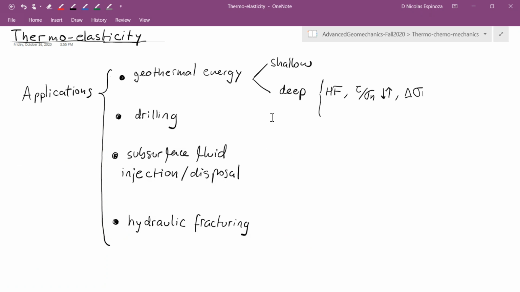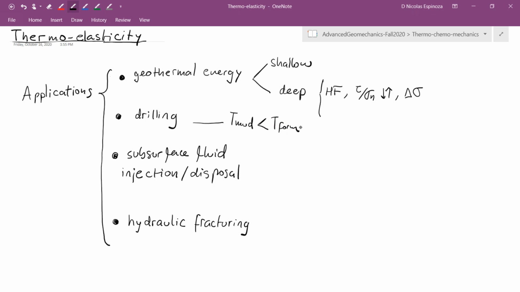So those three are linked to deep geothermal energy and are an obvious application of what we're going to see in a minute. But also there are some other applications of geothermal energy, like for example during drilling. During drilling, most times the temperature of the drilling mud is not the exact temperature of the formation. And usually, actually, the temperature of the drilling mud is lower than the temperature of the formation.